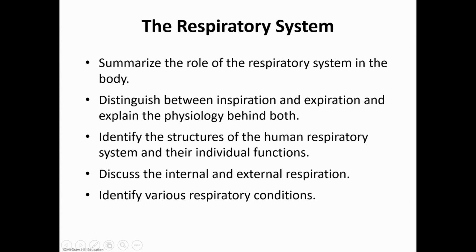So today we're going to be covering the respiratory system, and before we get into the individual organs and their functions and whatnot, we want to go over a brief summary of the expectations that I have of you guys when it comes to what you should be learning within this chapter. So first we're going to be summarizing the role of the respiratory system in the body just as a whole.